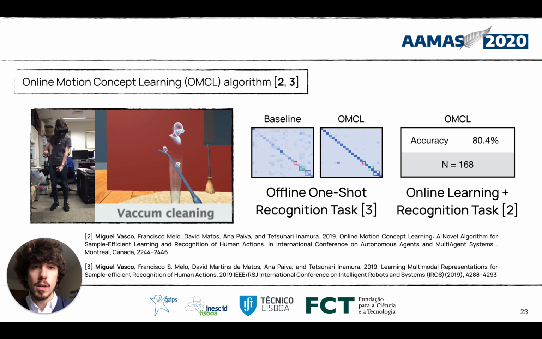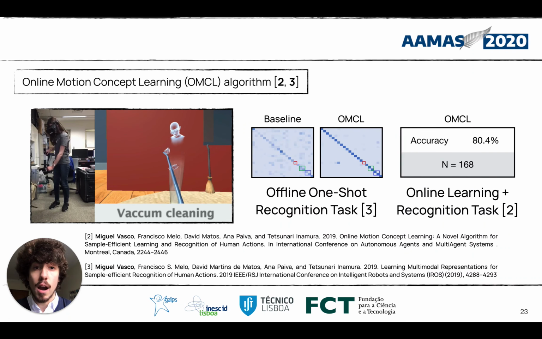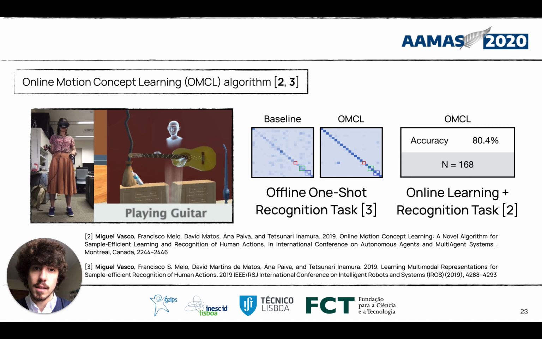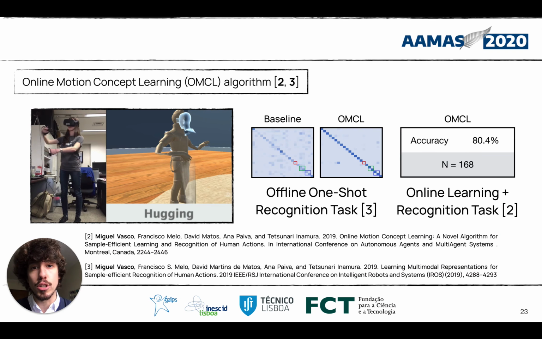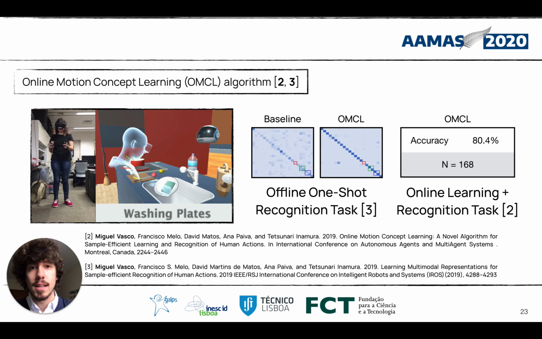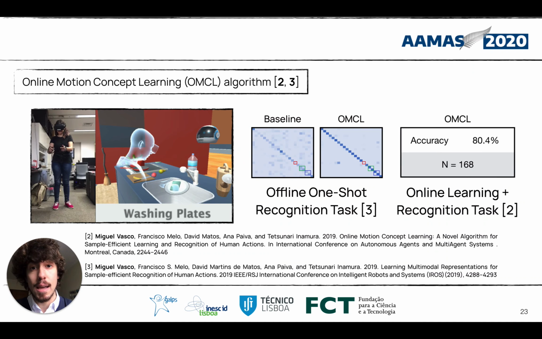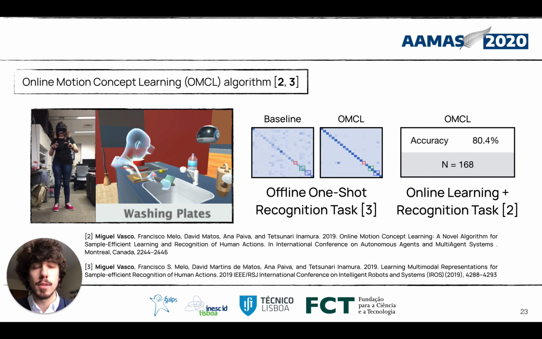The first one was an offline one-shot recognition task in which we showed that our algorithm OMCL is able to outperform baseline models. The second task was an online learning and recognition task in which we showed that OMCL is able to distinguish between the demonstration of a new motion concept and a demonstration of an example of a previously learned motion concept with high performance.